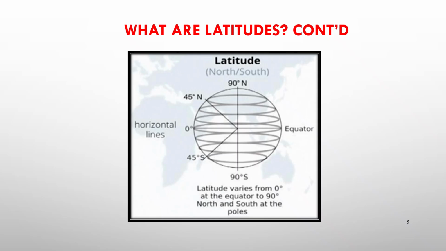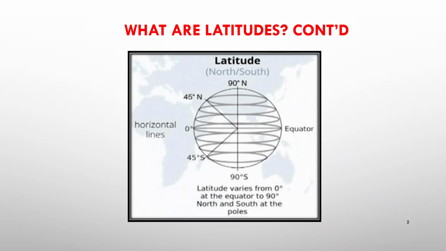From the equator, we measure northward and southward in degrees. A place that is 30 degrees north of the equator is said to be at 30 degrees north latitude. Okay, a place that is 45 degrees south of the equator is at 45 degrees south latitude. The north and south designations tell us which hemisphere the location is in.